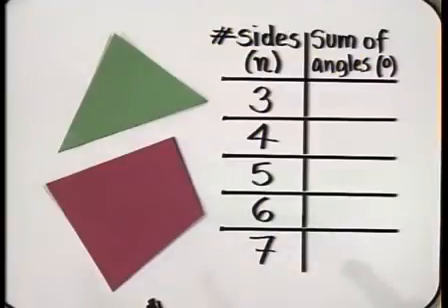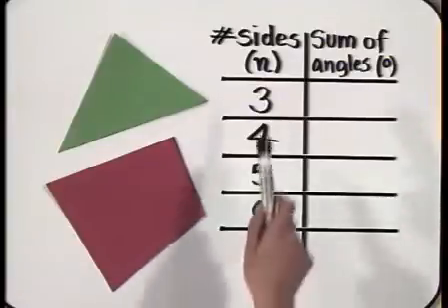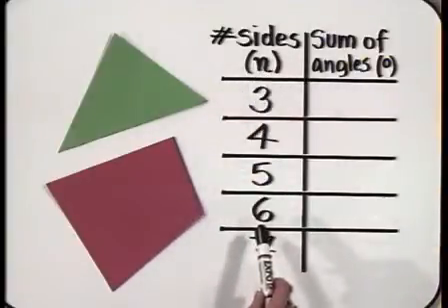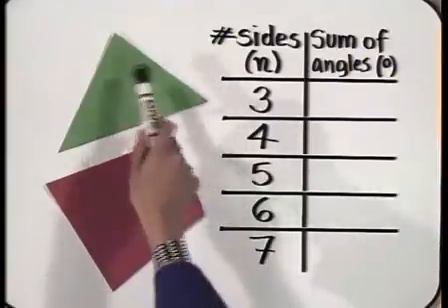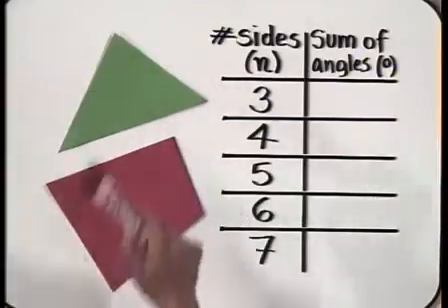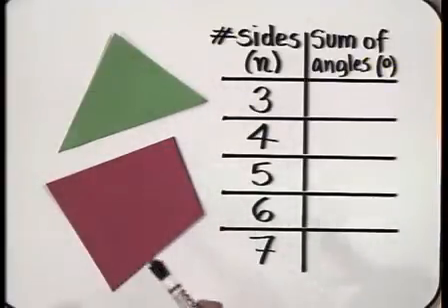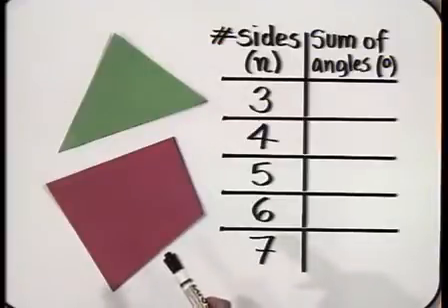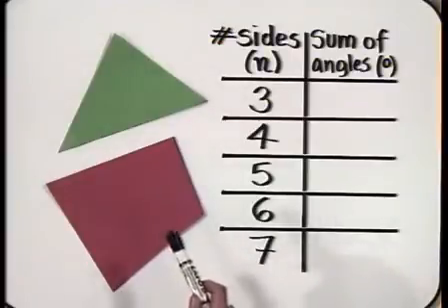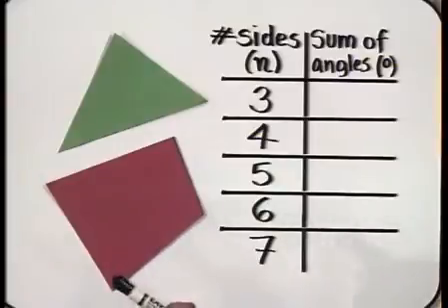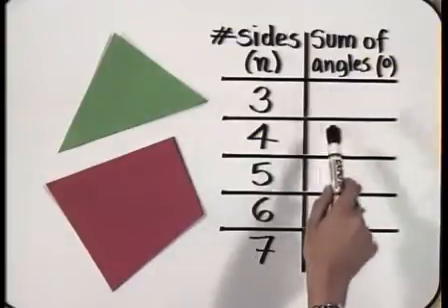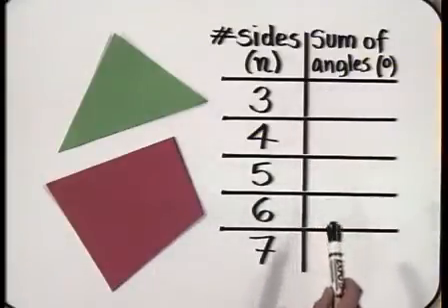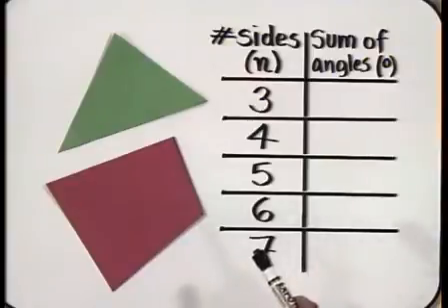This time we're going to explore the relationship between the number of sides in the polygon. Here we have a 3-sided polygon called a triangle. Here we have a 4-sided polygon called a quadrilateral. Then we'll move on to pentagons and hexagons and heptagons. In each case, I'd like to compute the sum of the angles of each polygon.